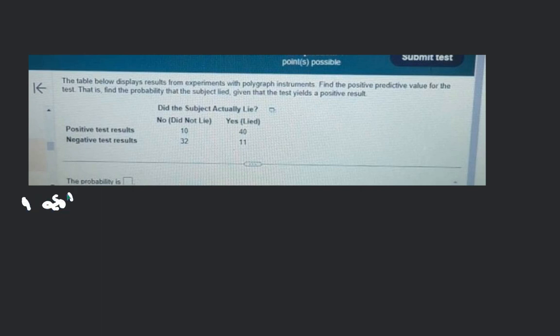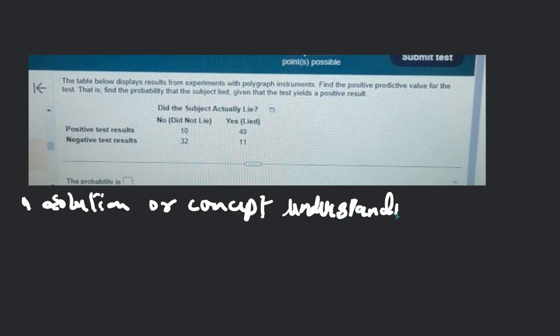Okay, so you need the solution for this, or you need the concept for this one? Yes, it's a possibility. Okay, allow me a moment to go through it once. The table below displays results from experiments with polygraph instruments. Find the positive predictive value for the test. That is, find the probability that the subject lied, given that the test yields a positive result.